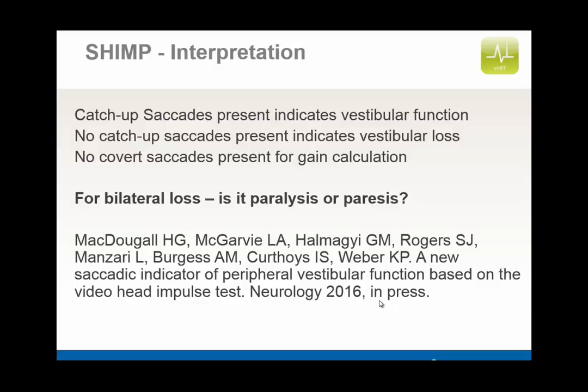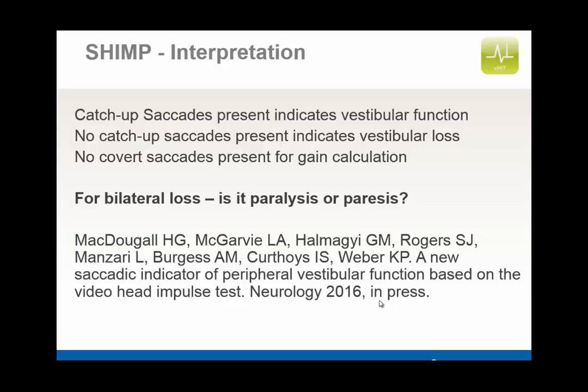If you have a lot of covert saccades, even if it's a unilateral loss, you can always perform SHIMP and double check your gain. Because in VHIT we have to desaccade, meaning we have to remove those saccades before calculating the gain. In SHIMP, they cannot produce the covert saccades, so we don't have to remove them, and we get a really nice gain calculation as well. So it's a good double check for even your unilateral losses.